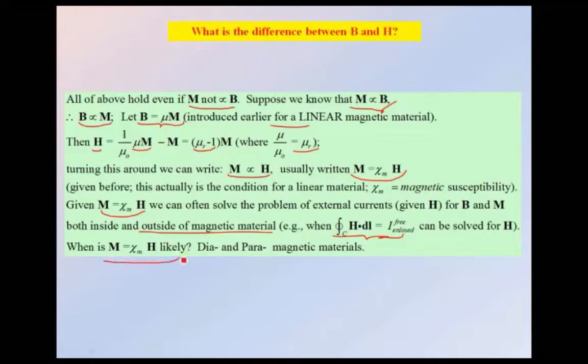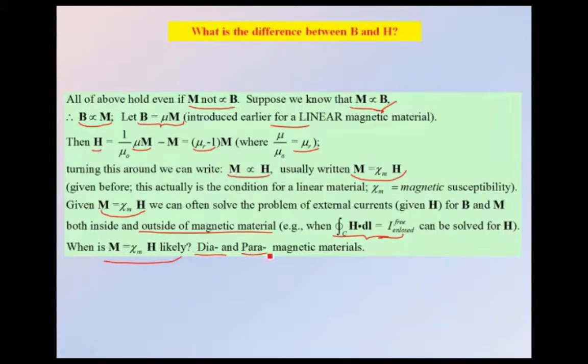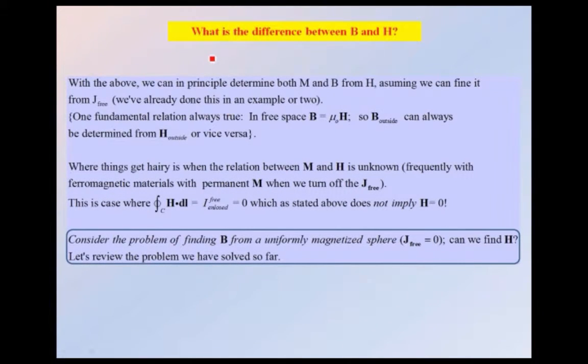When is this equation here likely? When do we have this very tight connection between M and H, the linear equation? One very important case would be the diamagnetic materials, another would be paramagnetic materials. And we've discussed that this quantity here is positive for para and negative for dia. So in principle then, with this combination, we can determine both M and B from H, assuming that we can find it from the free current densities. And we've already done this in an example or two beforehand.